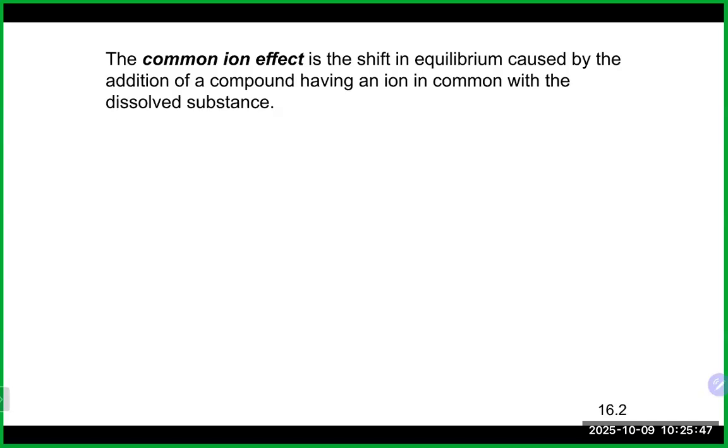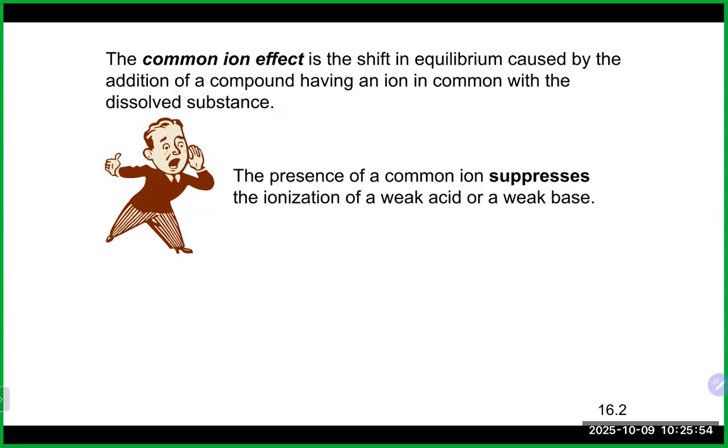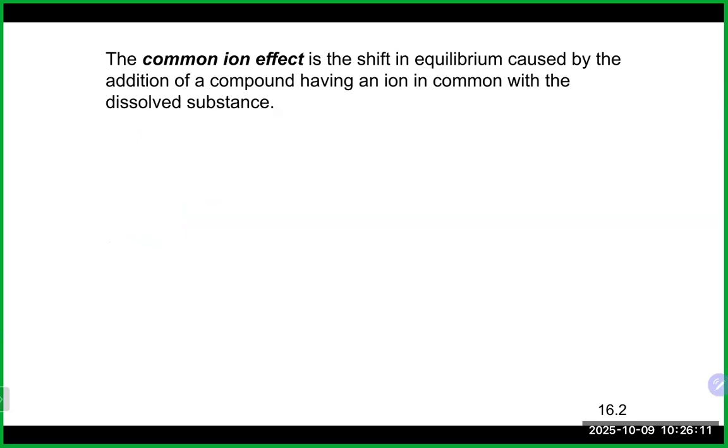All right, so let's talk about the first idea, which is what is known as the common ion effect. The idea of the common ion effect is that in an equilibrium, if you have a common ion present, it will suppress the dissociation of a weak acid or a weak base. So let's take a look at a common example here.